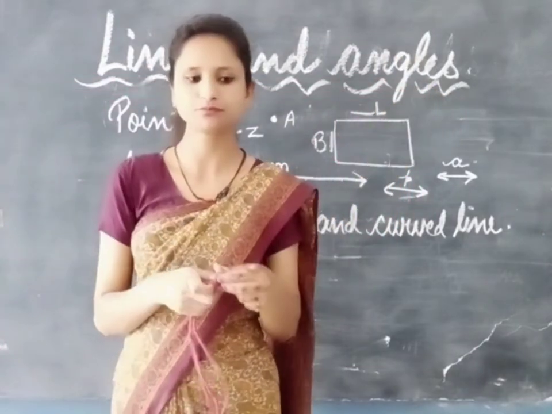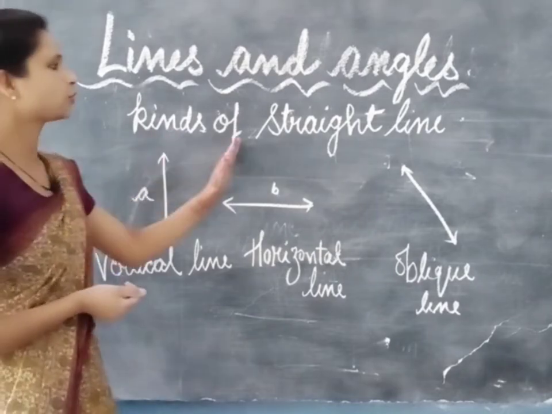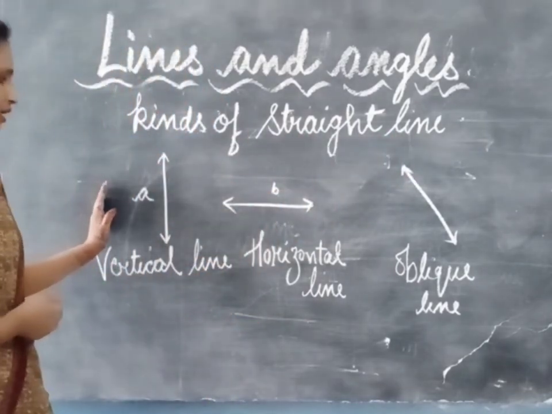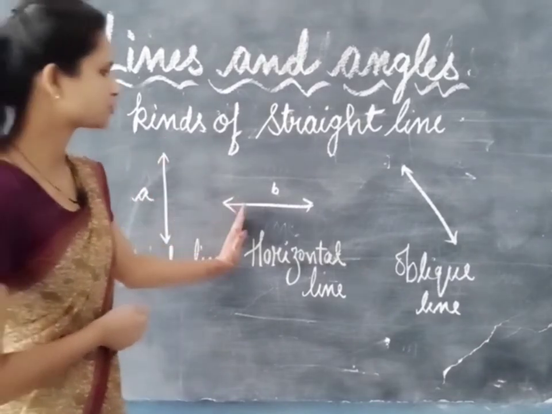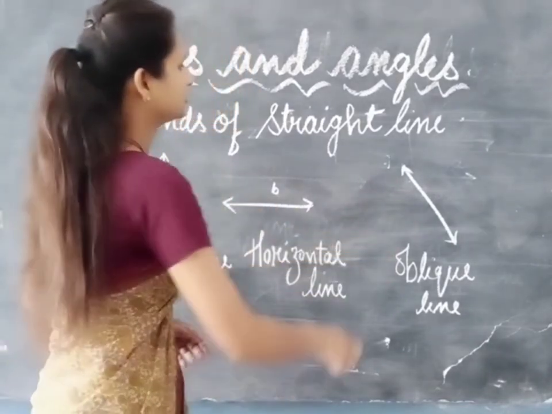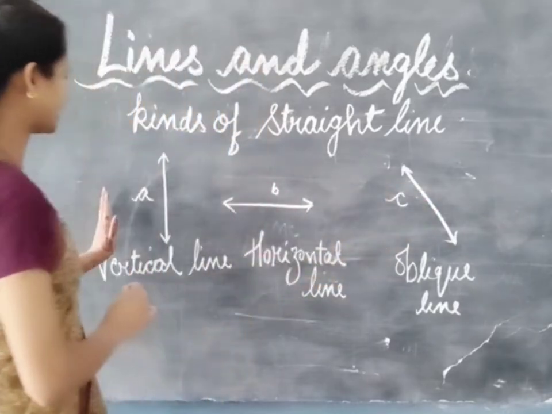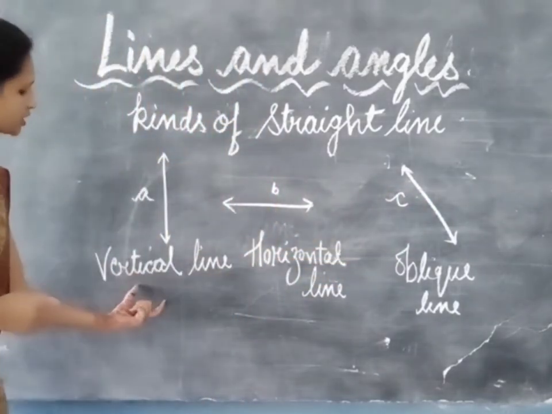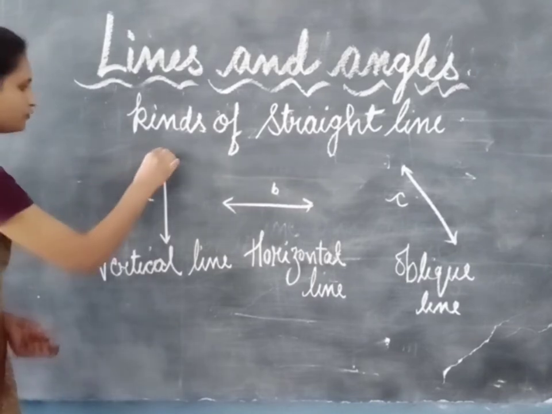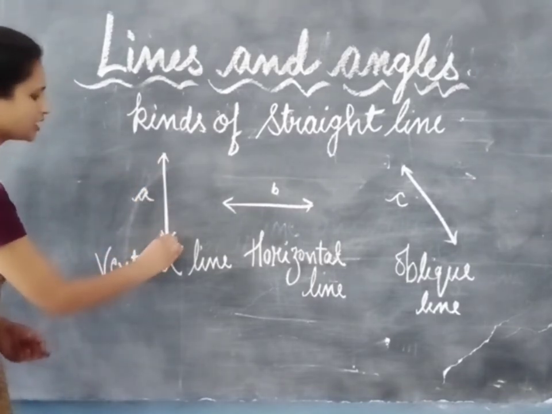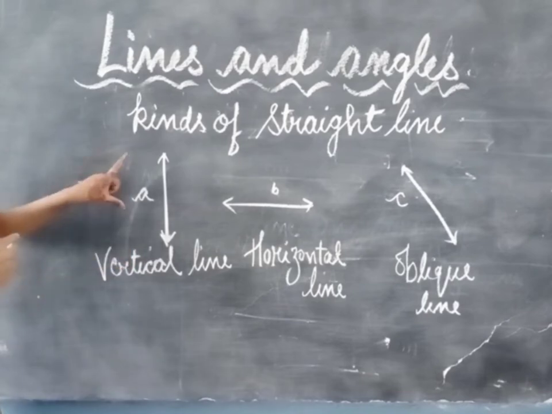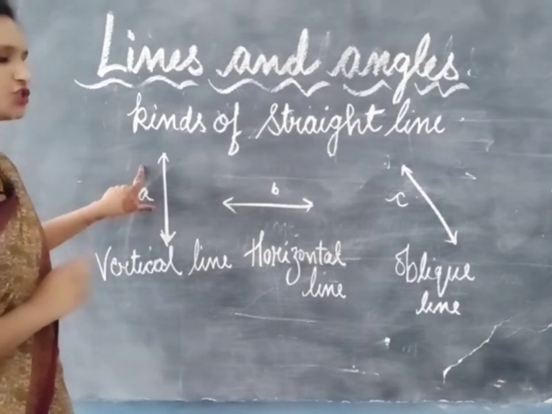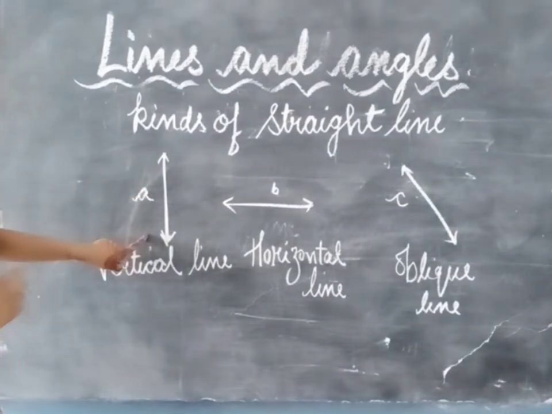Now, kinds of straight line. There are three kinds of straight line: vertical line, horizontal line and oblique line. Line A, line B and line C. Now what is a vertical line? A line which is in standing position is called a vertical line. As you can see, this line is in standing position. So it is a vertical line.